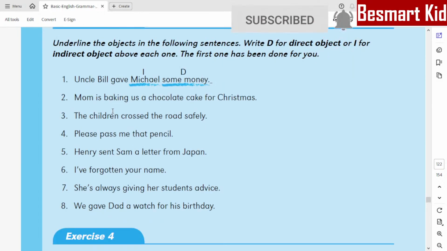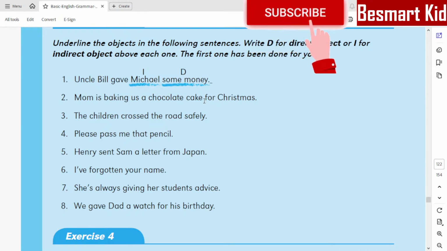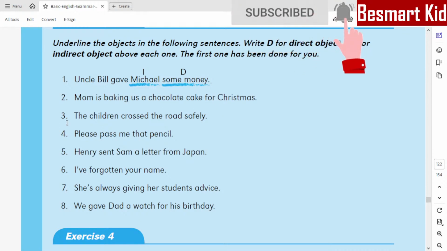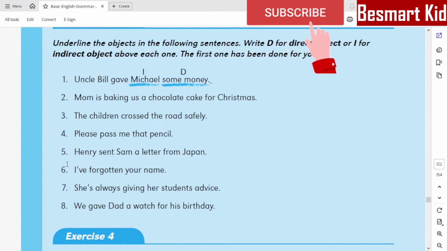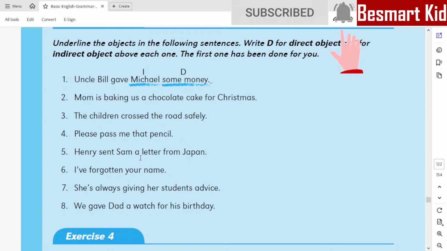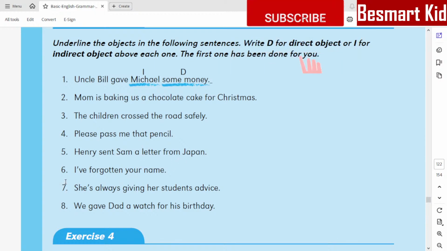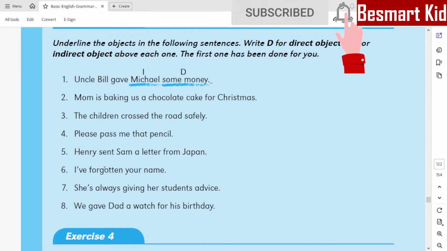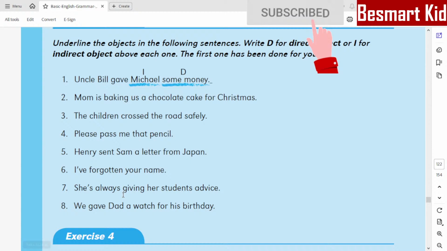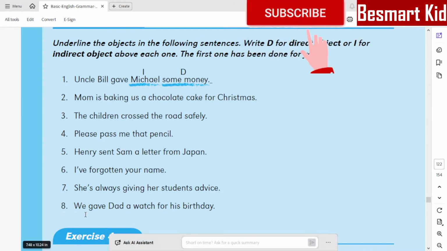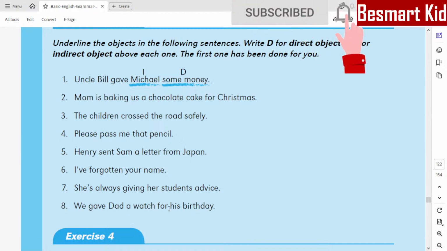Second, Mom is baking us a chocolate cake for Christmas. Third, the children crossed the road safely. Fourth, please pass me that pencil. Fifth, Henry sent Sam a letter from Japan. Sixth, I've forgotten your name. 7. She's always giving her student advice. 8. We gave Dad a watch for his birthday.